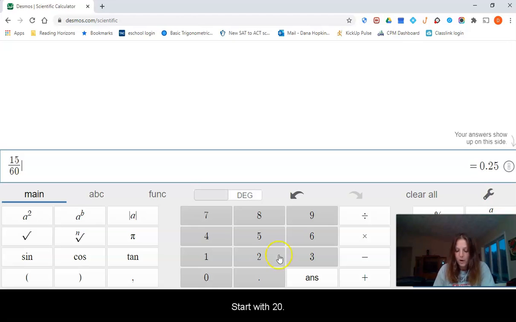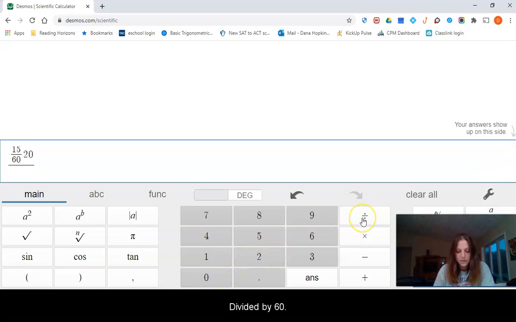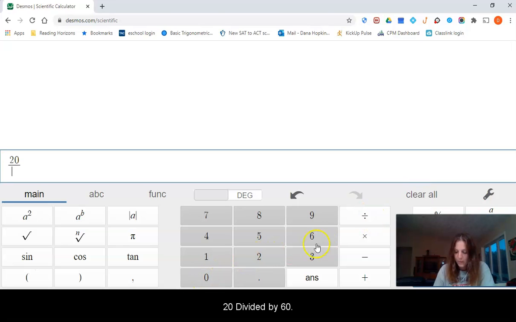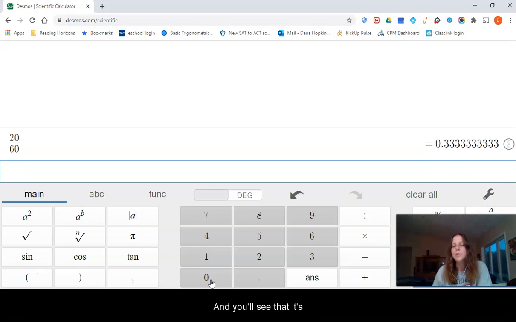Let's start with 20 divided by 60. Oh, I need to hit clear. 20 divided by 60. And then hit enter. And you'll see that it's 3 repeating, so 0.3 repeating. And I'm just going to round it off to 0.333.